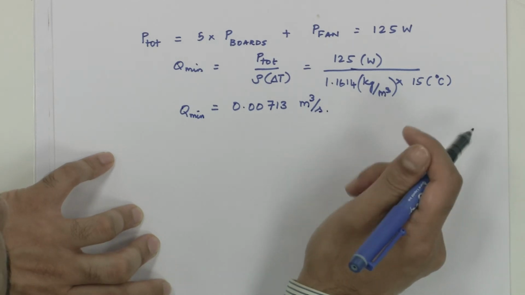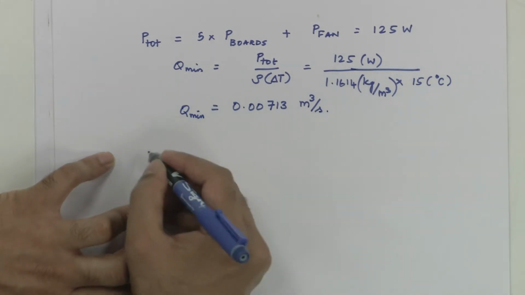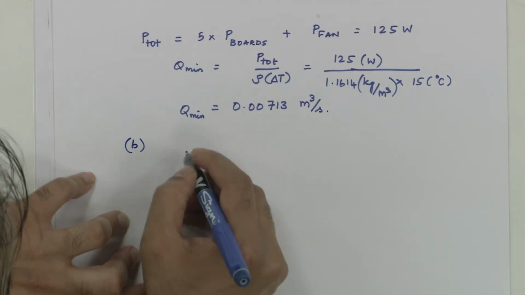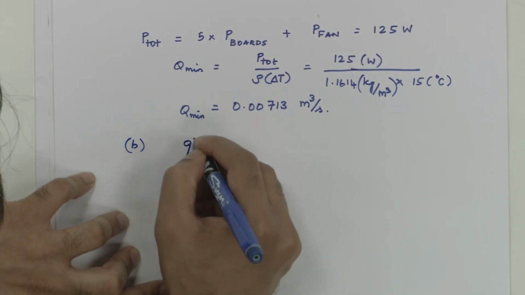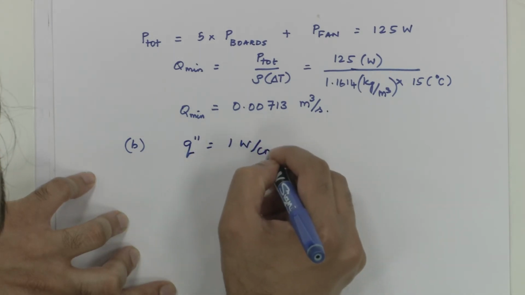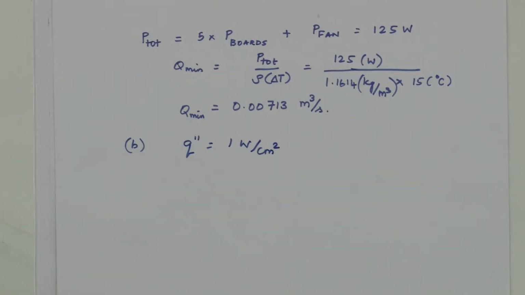The second part of the question, part B, is that there is a very high power dissipating heat source, and it dissipates about 1 watt per centimeter square. This is quite a large number because the flux is very high, and it needs to be placed in the system. Where do we keep this high power component within the board?